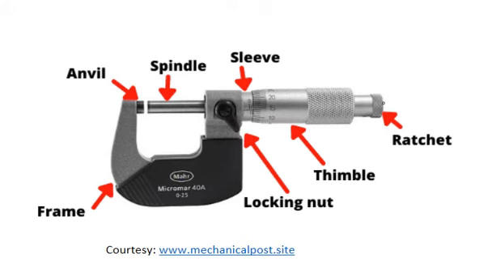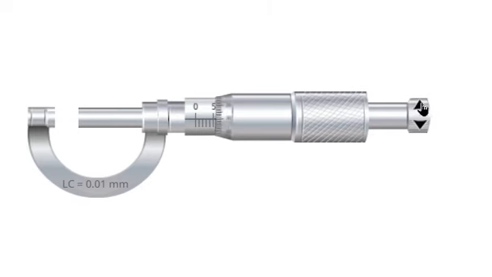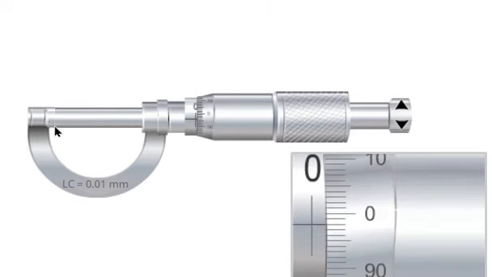Now let me show you how to estimate the zero error of a screw gauge. Initially, you need to turn this ratchet until the spindle touches the anvil. Once the spindle touches the anvil, a close look at the scale will be like this. This horizontal line is called the index line. This is the head scale. Head scale 0 may not coincide with the index line. Then we say there is zero error for this instrument.